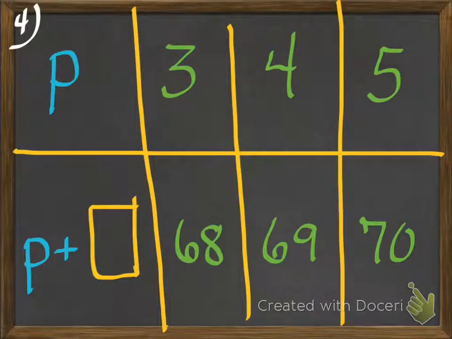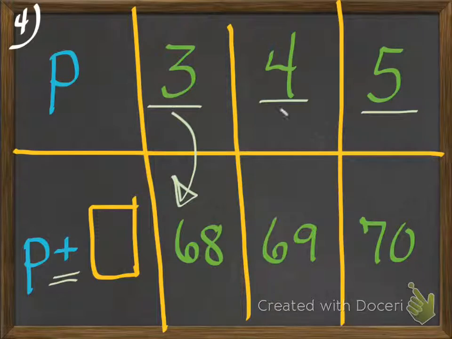Okay, our first variable is P. First it starts off as 3, then 4, then 5. And what happens to the 3? Changes to 68. We know that we're adding, it gives you that. The 4 changes to 69. The 5 changes to 70. What is the relationship? Write down the algebraic expression.